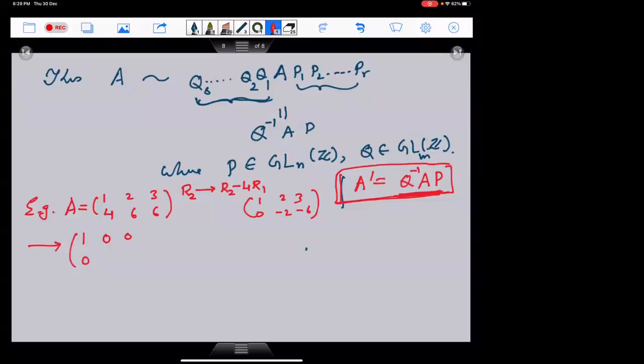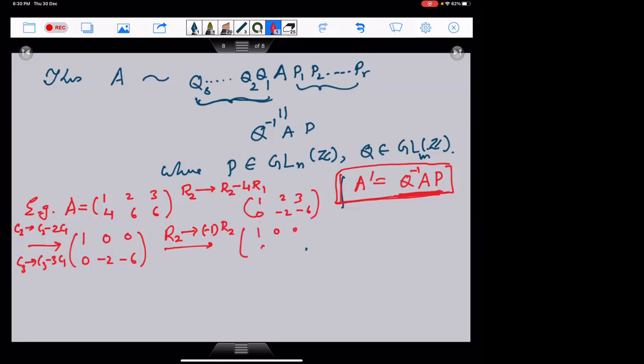I have to calculate. So how will I get it? I apply C2 replaced by C2 minus 2C1 and C3 replaced by C3 minus 3C1. Then I will get 0 here. There is no problem with the other two because here it is just 0. Then further I apply to the second row, I just multiply by minus 1, and get 1, 0, 0, 0, 2, 6.